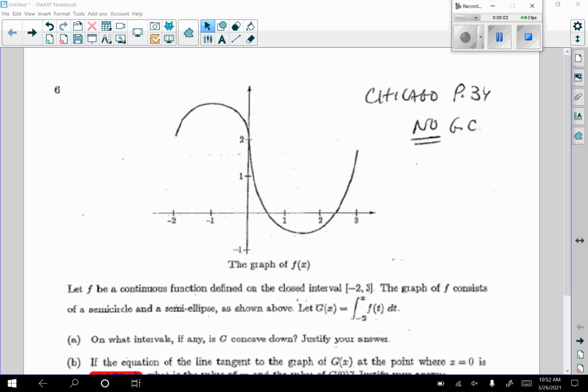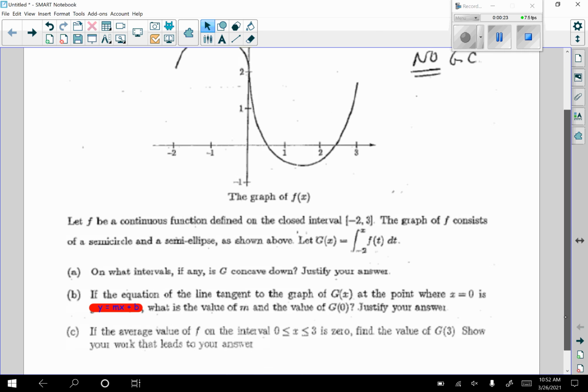Here are the solutions to that Chicago free response questions, problem number 6. Here we're given that f is a continuous function that's graphed above on the closed interval from -2 to 3. The graph of f consists of a semicircle and a semi-ellipse as shown above. And we're going to let g of x equal the integral from -2 to x of f of t dt.